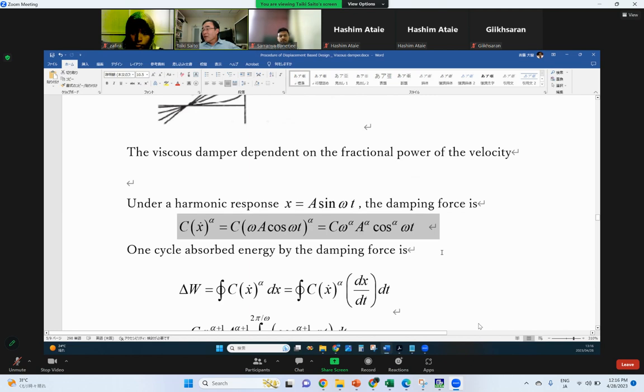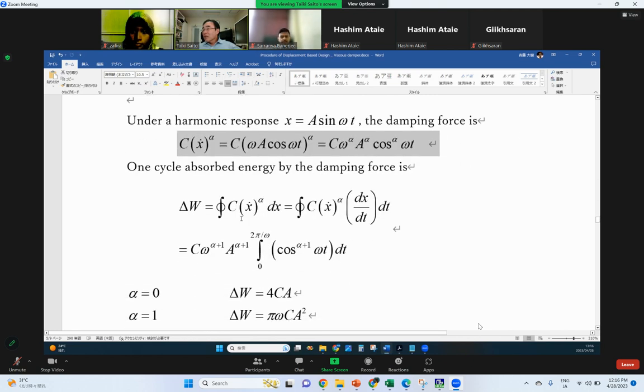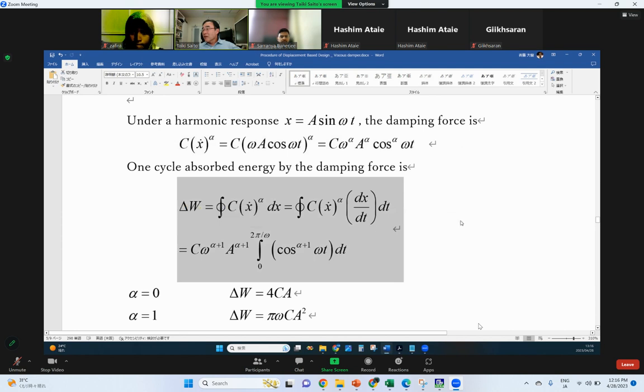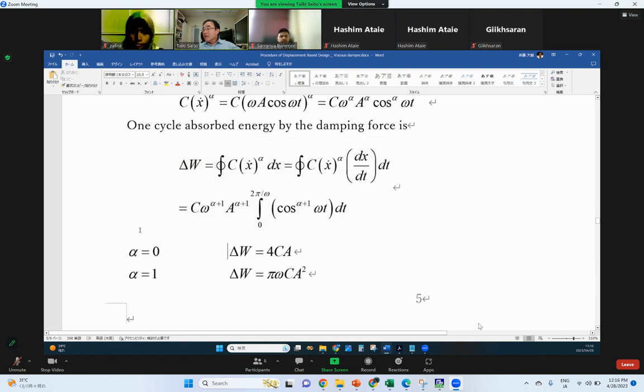Then you must calculate the one cycle damping energy by integration. So this integration is very, very complicated. If alpha equals 0, it is very simple. Integrating one cycle of cosine. So if alpha equals 0, this will be 4cA, with amplitude A. Very simple. If alpha equals 1, it's also possible. It is the square of cosine and the integration. So this will be like this.